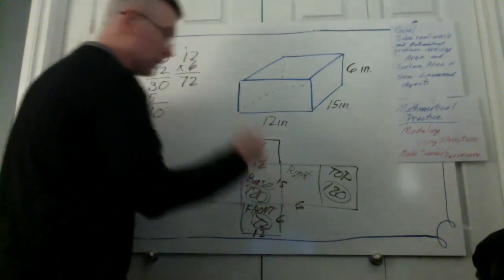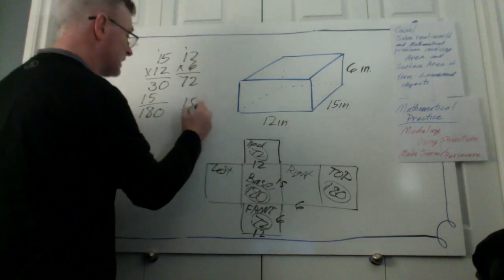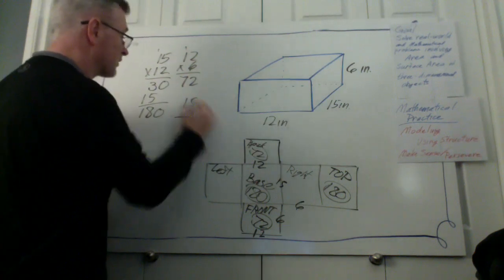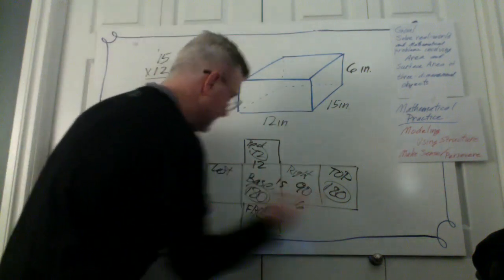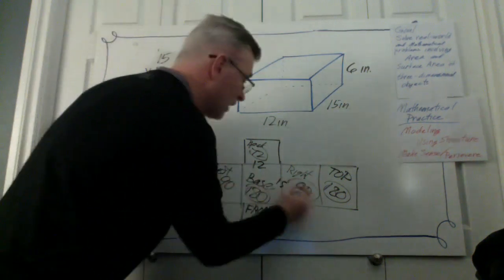So area is length times width. So it's 15 times 6. 6 times 5 is 30. 6 times 1 is 60, so it's 90. So this is 90, and this is 90 as well. And I'm going to circle them.